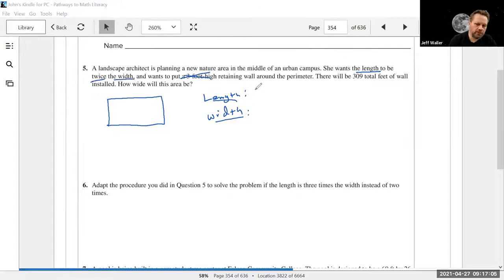So which one of these do I have to know first? So I have to call it X. Which one? Or call it whatever. Give it a letter. The width. I want everybody to understand why that's true. She wants the length to be twice the width. So don't I have to know the width first to figure out what the length is, right? Because then I can just do what to it. So if I call the width W or X, it doesn't matter. What must the length be now? 2W. Yeah, twice what I just wrote down.